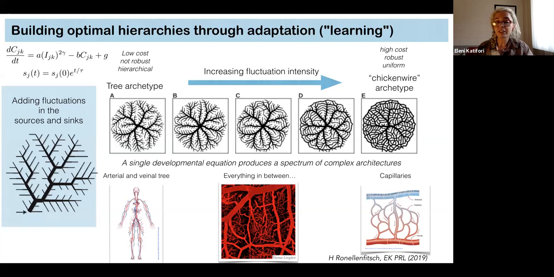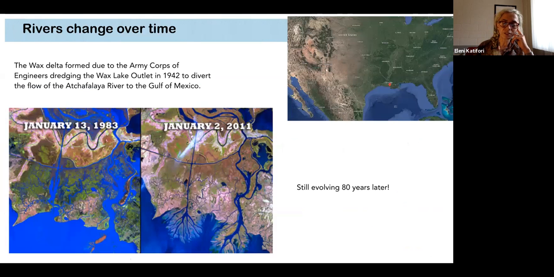And the interesting thing here is that a single developmental equation produces a spectrum of complex architectures if you consider dynamics, if, let's say, biology knows to take advantage of the fact that the flow is dynamical. So this is work, I think the second paper on this work, the last paper was published 2 years ago or so.